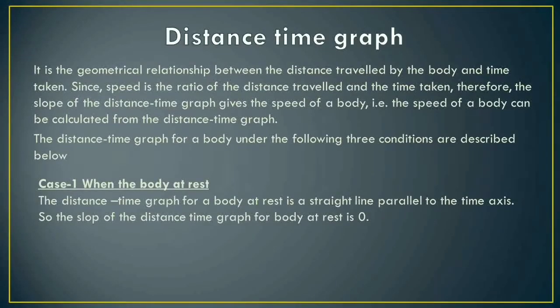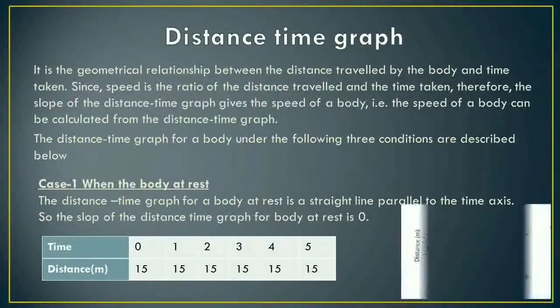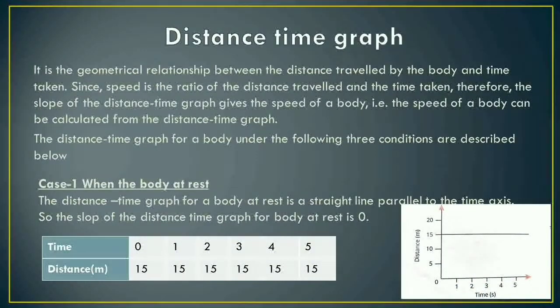So our first case is when the body is at rest. What will that graph show when the body is at rest? When a body does not change its position relative to a fixed reference point, it is said to be in the state of rest. Okay, so let us consider a body at a distance of 15 meters from a reference point. If the body is at rest, then it will remain at the same distance at all times. You can see in that table.